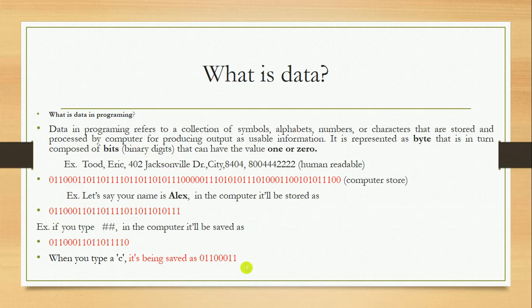Therefore, as we have seen in our examples, data is a collection of symbols, numbers, alphabets, characters that are represented by bytes that can have a value of 1 or 0.